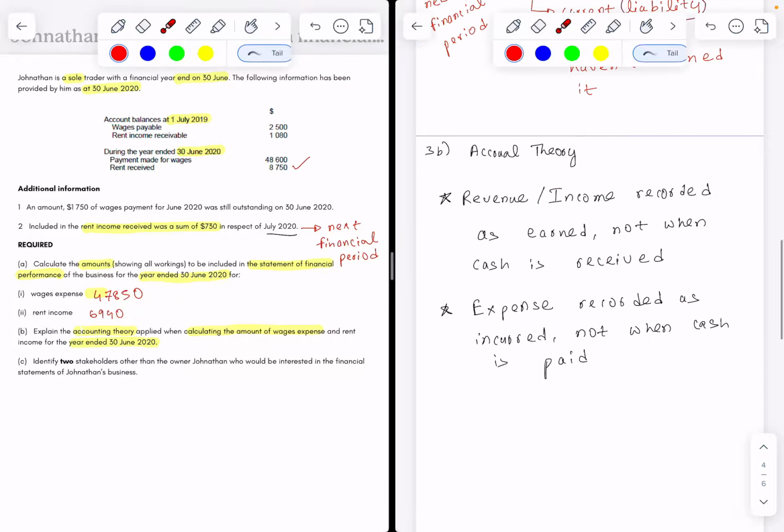Explain the accounting theory applied when calculating the amount of wages expense and rent income for the year ended 30 June 2020. So we are simply using the accrual theory, which states that revenue and income should be recorded as they are earned, not necessarily when cash is received, okay?